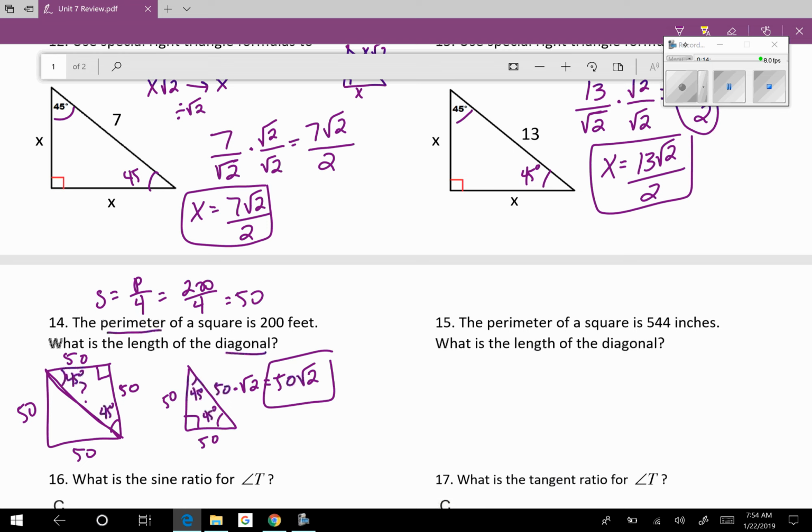All right, number 15. The perimeter of a square, so again it's a square, is 544 inches. What is the length of the diagonal? So first find the length of a side. So you do 544 divided by 4. So you get 136. So each side of your square is 136 inches.